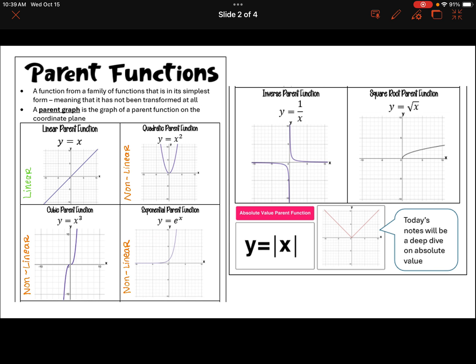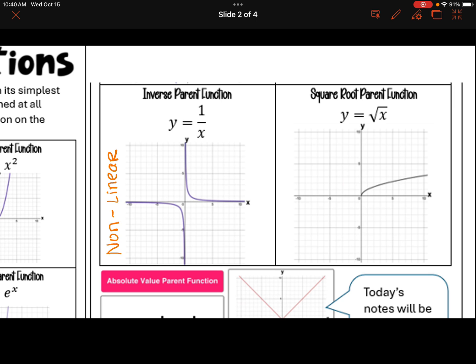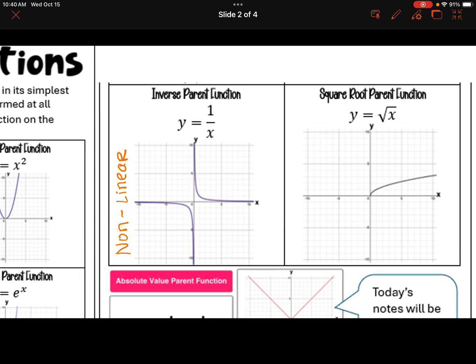1 over x, the inverse parent function, you will do a lot more with that in higher level math classes. For us, we just need to identify it's nonlinear. So anytime we have a negative exponent, that's going to be nonlinear. So think about what made x go to the denominator. That would be x to the negative 1. That makes it nonlinear. Then we have the square root function, and that is also nonlinear.